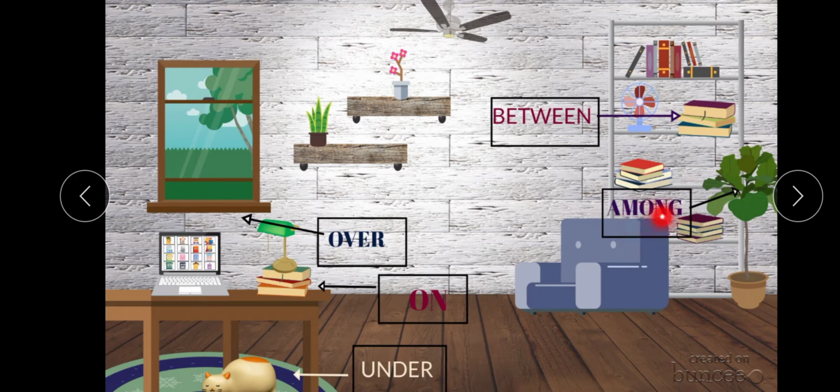Now, among. Among is used in reference to the association with, or in company of, more than two. See, this small leaf is among the big leaves. That means so many big leaves are there, and among them only one small leaf is there. So in this situation, we can use among.